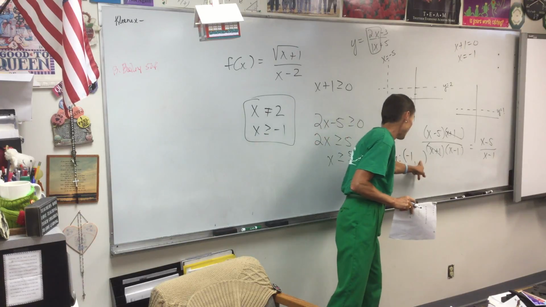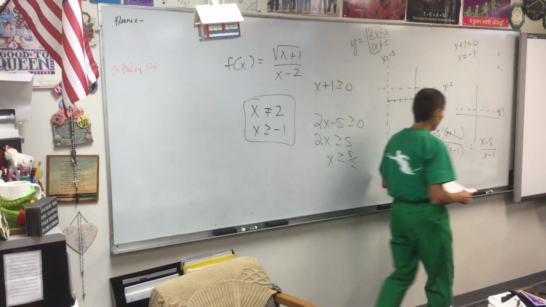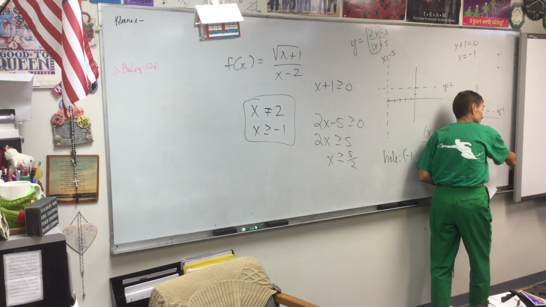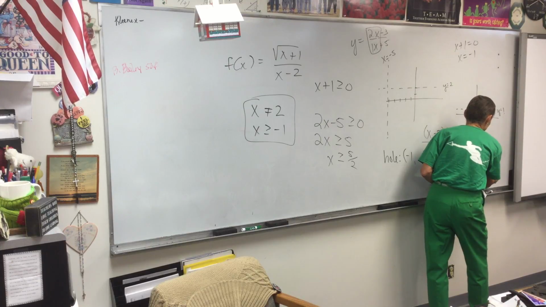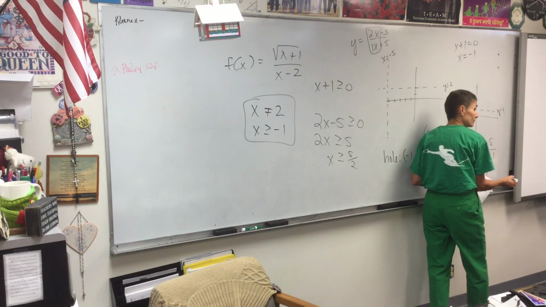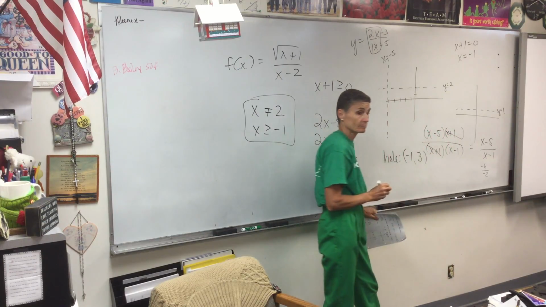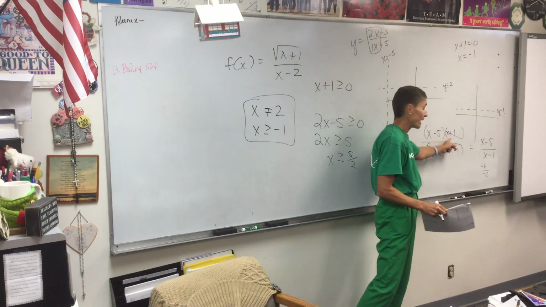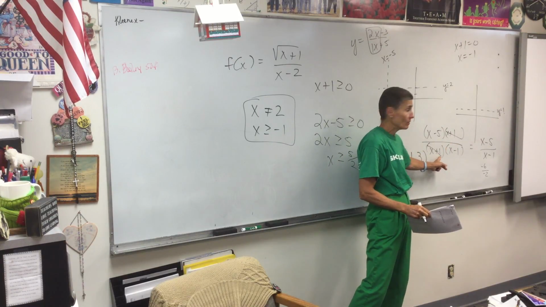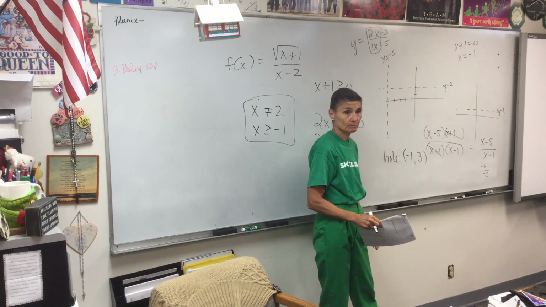Now, who remembers how to get the y coordinate? Plug in -1 back here. So that would give me -6 over -2, which is 3. Where'd the -1 come from? That is the factor that we canceled out. Okay. The hole comes from the factor that you cancel out.